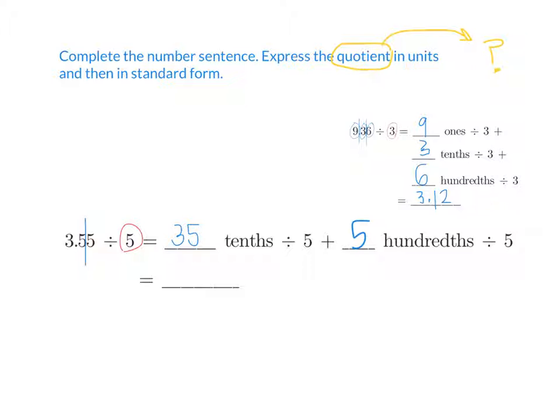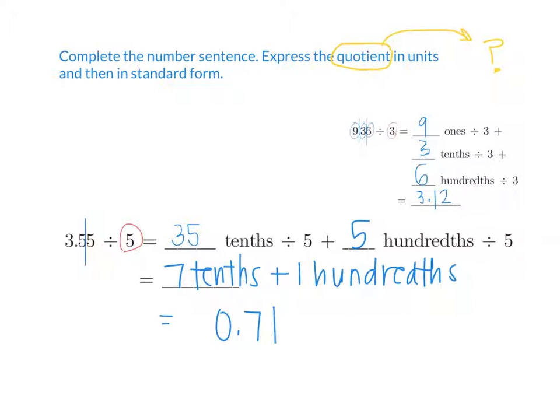Good. Okay, so what's 35 tenths divided by 5? 7 what? Yeah, it's not 7, it's 7 tenths. So my quotient would be 7 tenths plus, what's 5 hundredths divided by 5? 1 what? Okay, so in unit form, I have 7 tenths plus 1 hundredth. How do I write that in standard form? Well, 7 tenths and 1 hundredth, 0.71. So I want to show you that you can use what you know about place value and use what you know about math facts to solve these division equations.